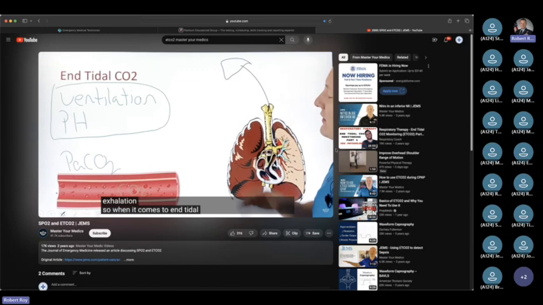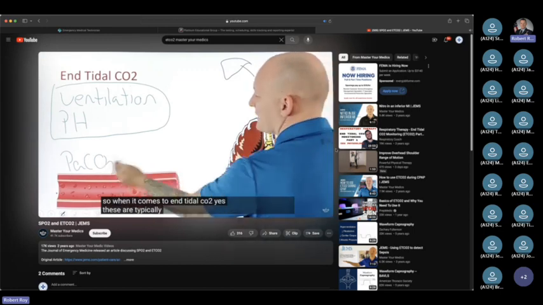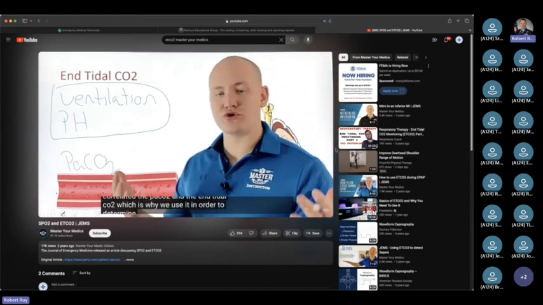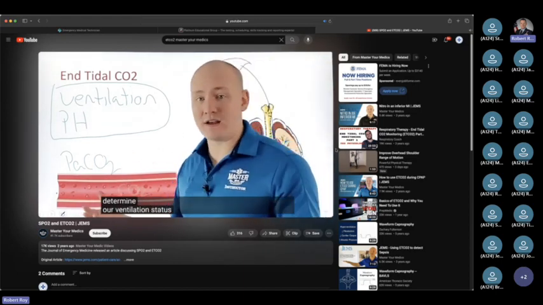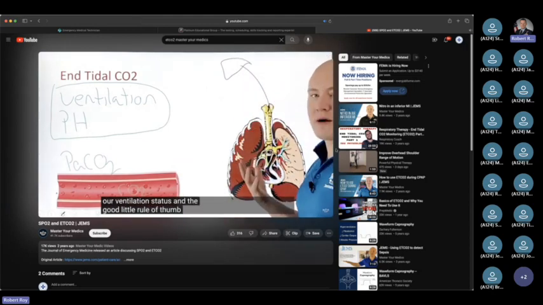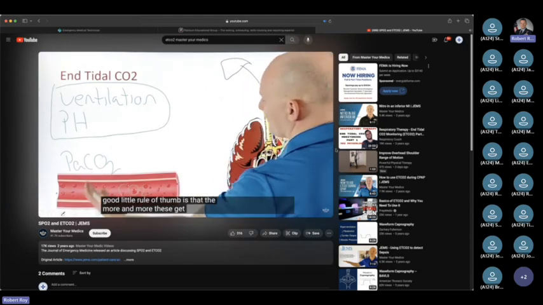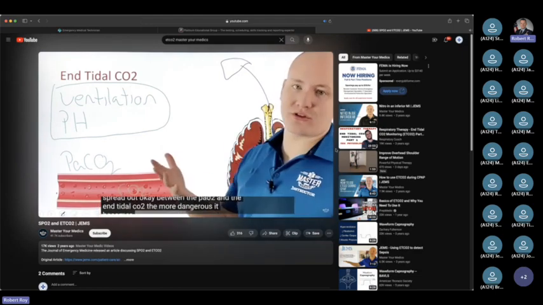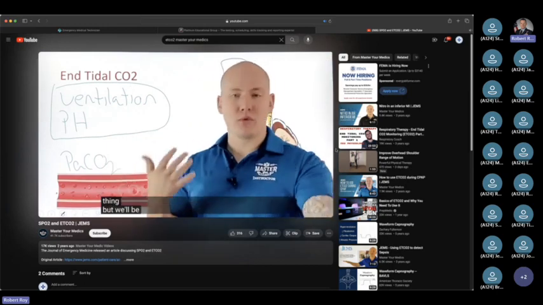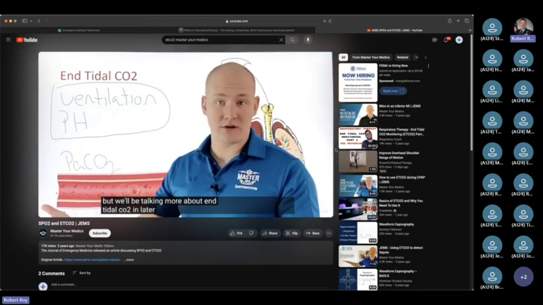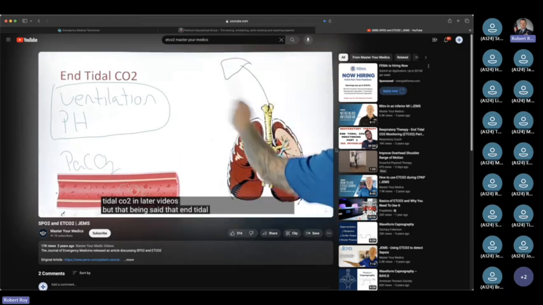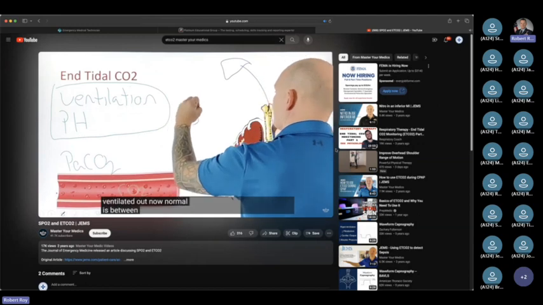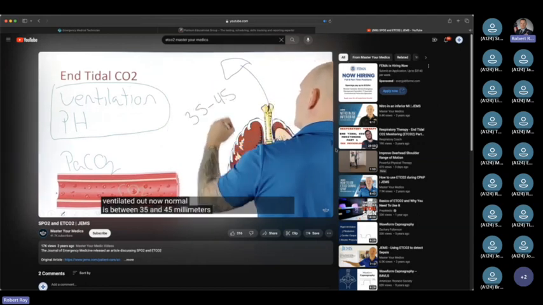So when it comes to end-tidal CO2, yes, these are typically correlated, the PaCO2 and the end-tidal CO2, which is why we use it in order to determine our ventilation status. And a good little rule of thumb is that the more these get spread out between the PaCO2 and the end-tidal CO2, the more dangerous it becomes. That's more of a critical care thing, but we'll be talking more about end-tidal CO2 in later videos. End-tidal CO2 is determining how much CO2 is being ventilated out. Now, normal is between 35 and 45 millimeters of mercury.